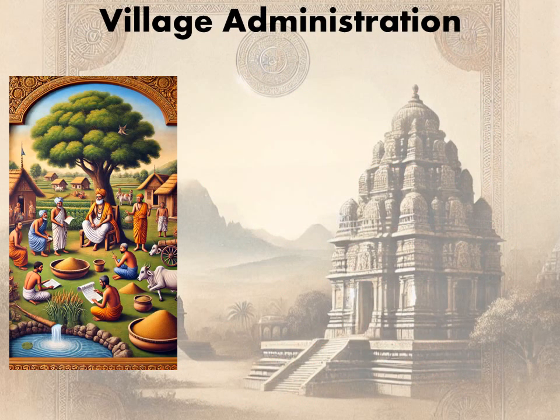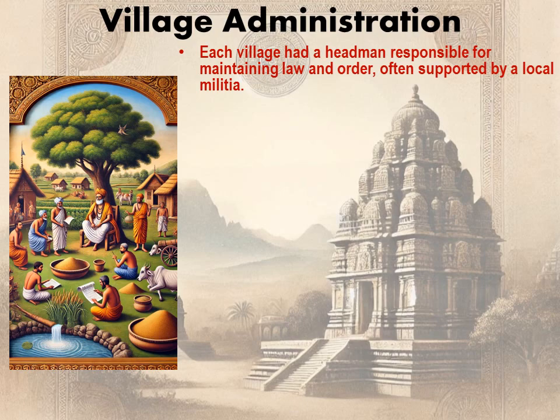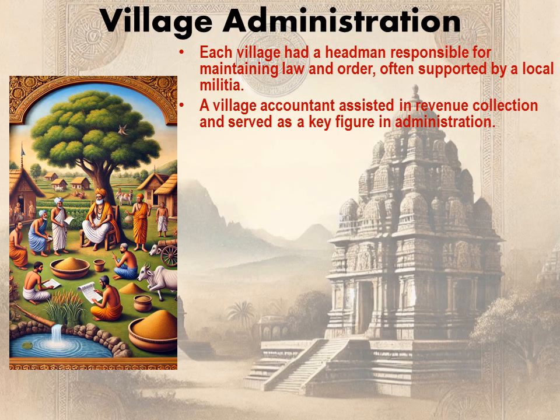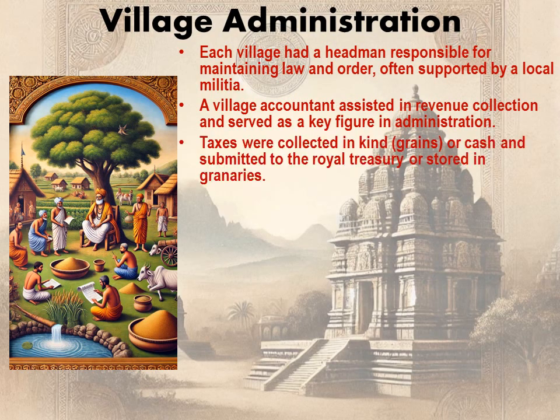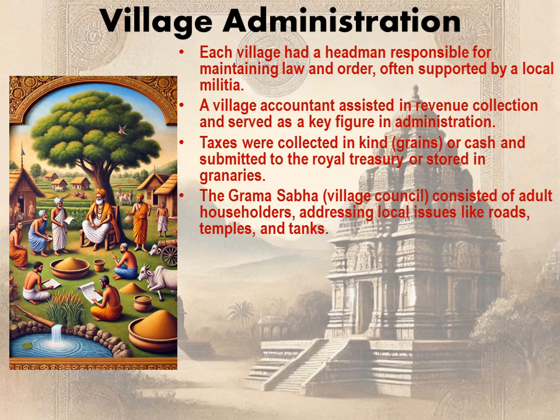Village administration. Each village had a headman responsible for maintaining law and order, often supported by a local militia. A village accountant assisted in revenue collection and served as a key figure in administration. Taxes were collected in kind or cash and submitted to the royal treasury or stored in granaries. The Grama Sabha, or village council, consisted of adult householders addressing local issues like roads, temples, and tanks.